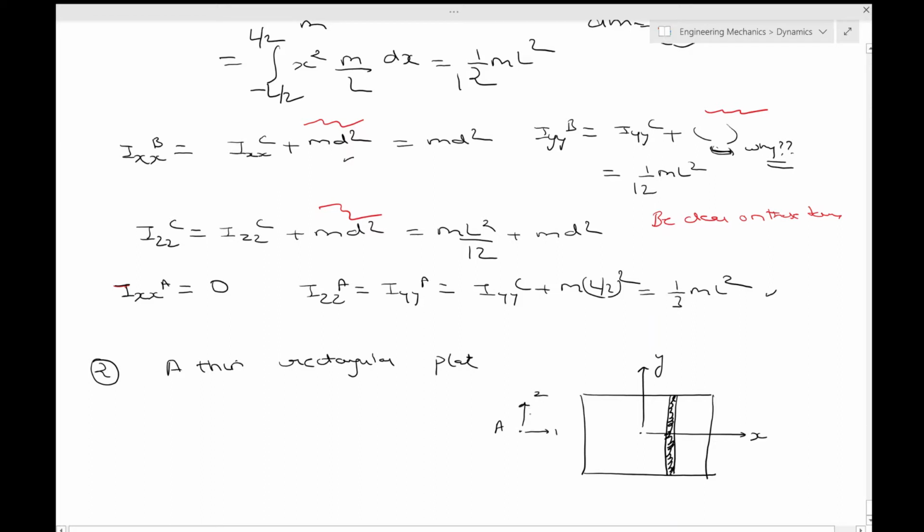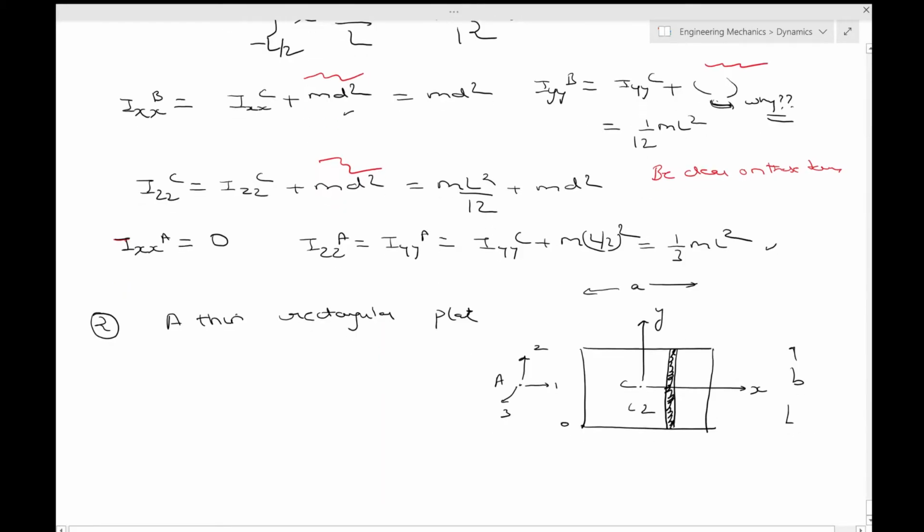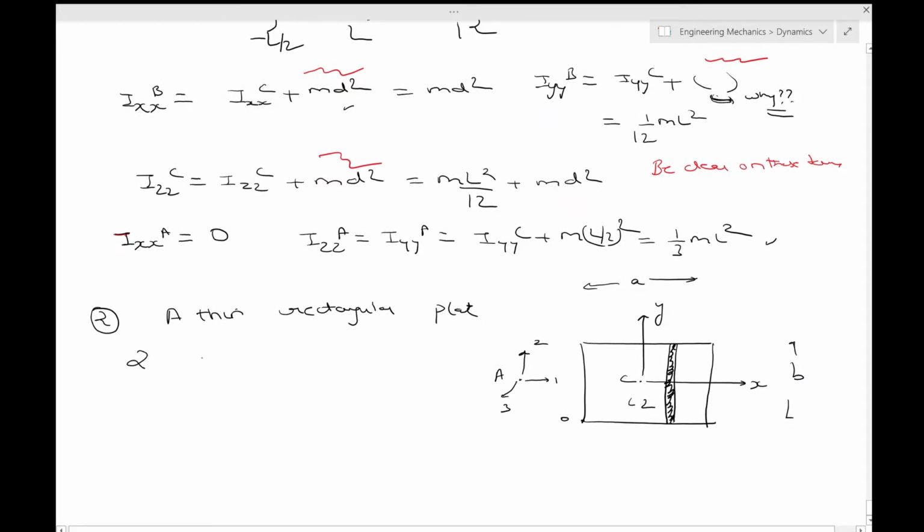One, two, and three. So first let's try to sort it out at C. Okay. This is say O, and this length is a, this is b. So this is modeled as a 2D distribution. Okay, so it will be mass per unit area divided by a small area. So let's see.